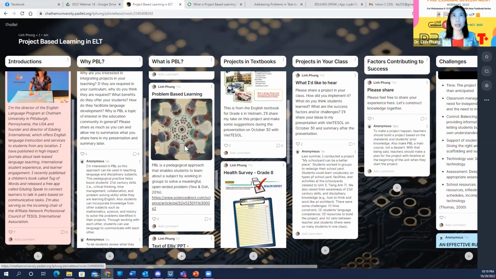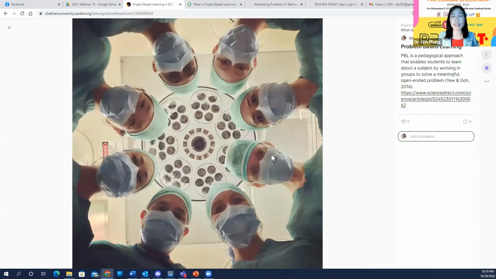I have this picture here about problem-based learning just because I think it has been applied a lot in medical training and business courses as well. And you can see the definition here. Problem-based learning is a pedagogical approach that enables students to learn about a subject by working in groups to solve a meaningful open-ended question. So the word that is used here is an open-ended problem. And another term that sometimes people use is an ill-defined problem or an ill-structured problem.